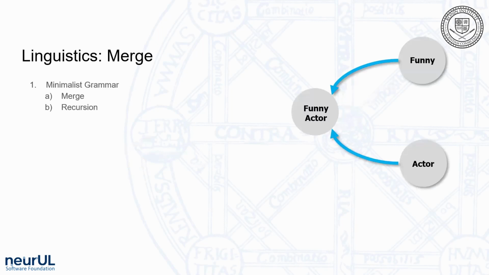From minimalist grammar or generative syntax, we have the operation called merge, where a pair of syntactic objects are combined to create a new syntactic object. The new syntactic object can then be merged further to form other syntactic objects. This process of repeatedly applying merge operations is called recursion.